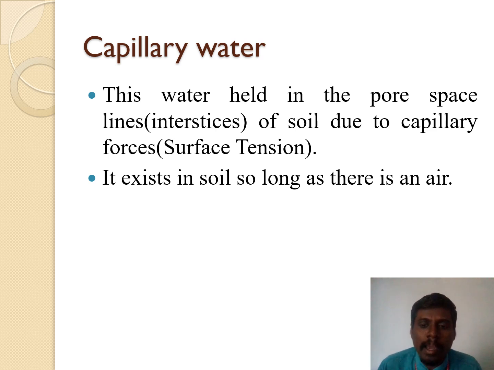The next thing is capillary water. We know capillary, so it relates to the permeability of soil. When the water permeates the interstices of soil particles and is held in a particular portion, in particular pores, it is called capillary water. It exists in soil so long as there is air. So capillary means permeable. When there is permeable soil, the water is accumulated by capillary action.